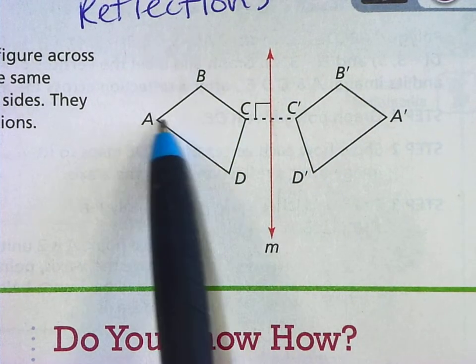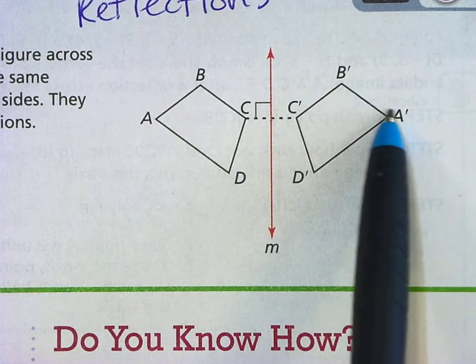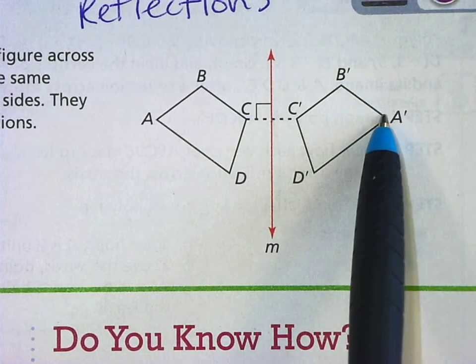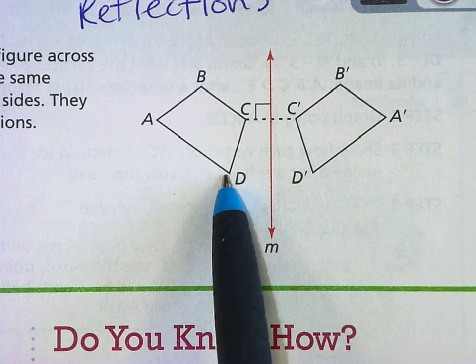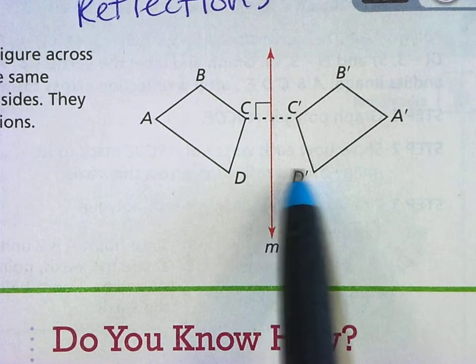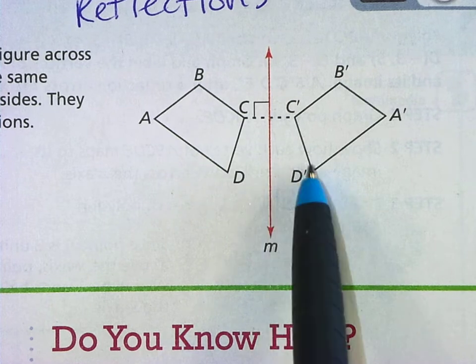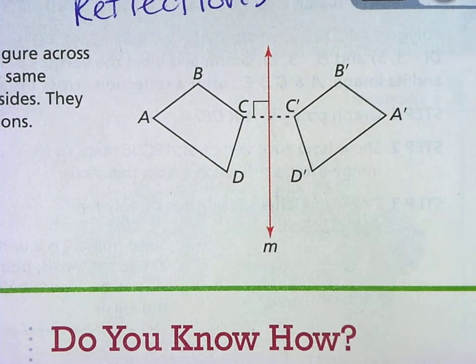Same thing with point A: it's directly across from A', the same distance from that center line. And same thing for D. It's like if point D were looking in the mirror and the red line would be the mirror. It's going to be the same distance on the other side of that reflection.